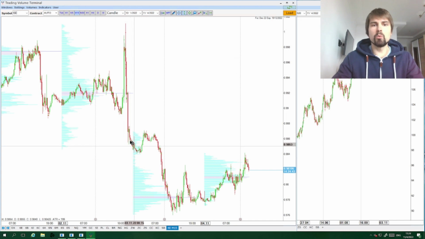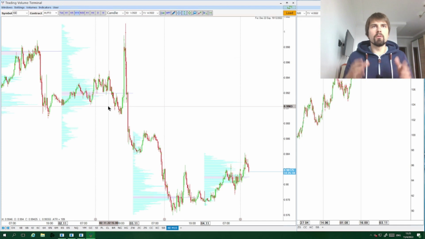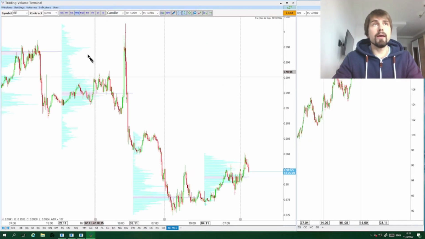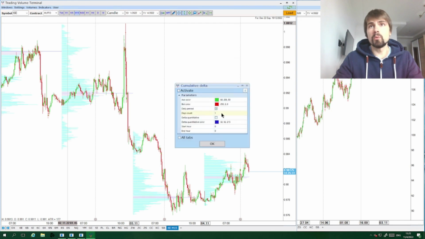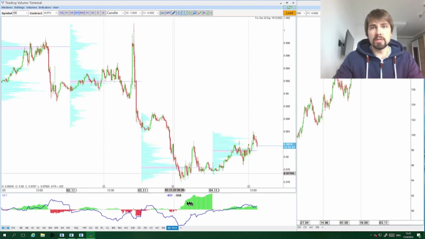In such manner, we see when they start and when they end and where the main activity was during the day. It is important for visual perception of the chart mainly. Then I add to 15 minutes chart indicators, cumulative delta. We add delta quantitative, activate and press OK. So we have volume delta and quantitative delta. Volume of trades and quantity of trades.